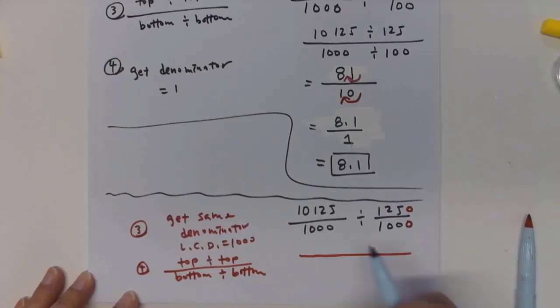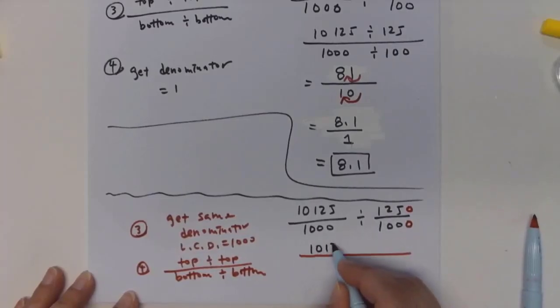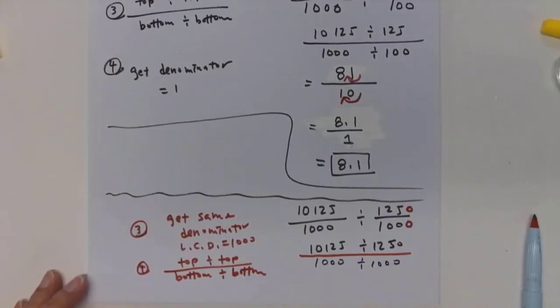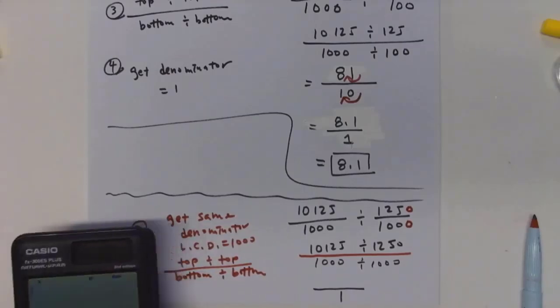That would be 1,125 divided by 1,250. And the bottom would be 1,000 divided by 1,000, right? 1,000 divided by 1,000 automatically gives me 1. Yeah, I think this is better. It's less confusing than the other one.